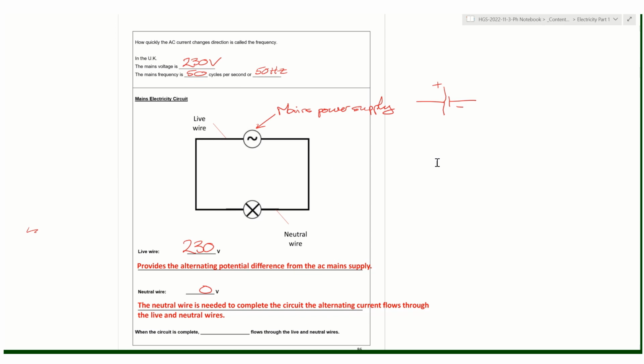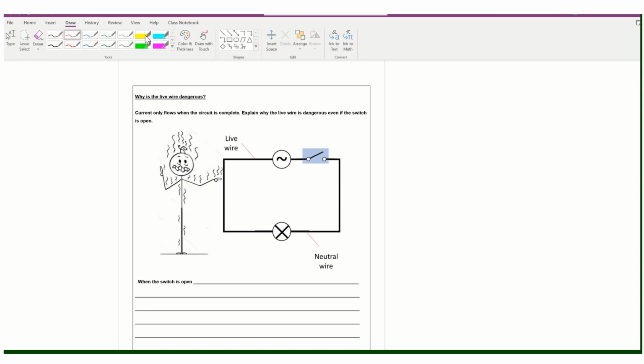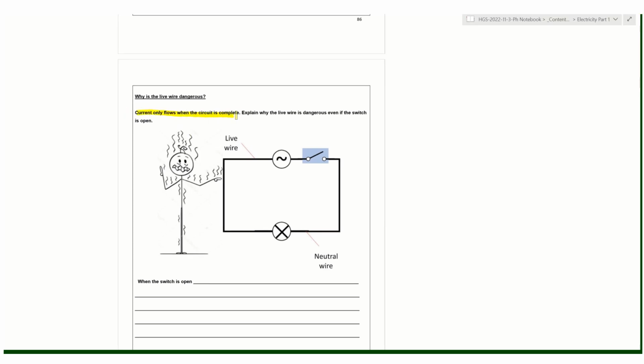Okay, now I've said before that we know that 230 volts is a very large voltage compared to a battery. In a battery at say 1.5 volts, it's very unlikely you'll be electrocuted because the potential difference is so small. But 230 volts is a large enough voltage to be dangerous for people. And so we want to see why, in particular, it's dangerous to touch electrical circuits and plugs. What is it about this that makes it dangerous? Now you need to remember that current only flows when the circuit is complete. So the job of the neutral wire is to complete the circuit so that current can flow.